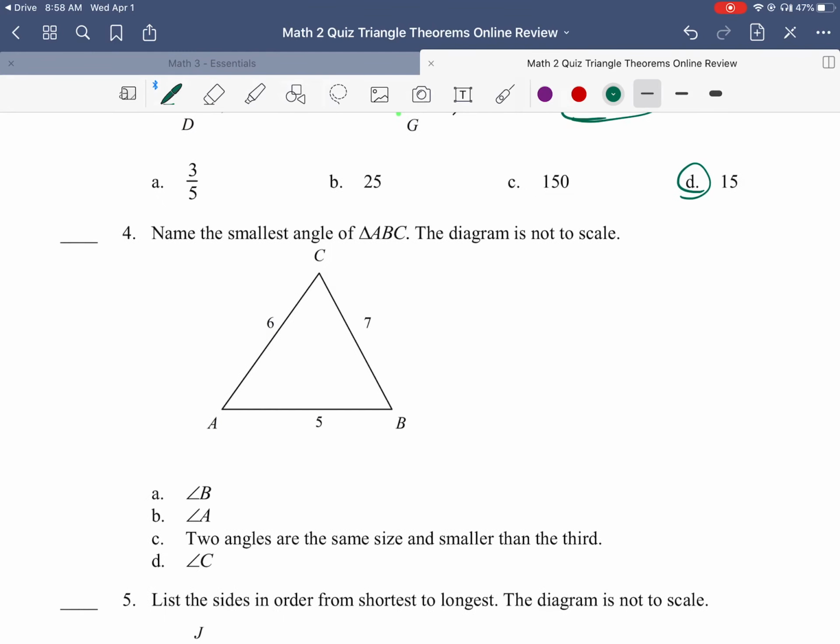Okay. Name the smallest angle. So remember, smallest angle means that it's across from the smallest side. My smallest side is 5. The angle directly across from that is C.